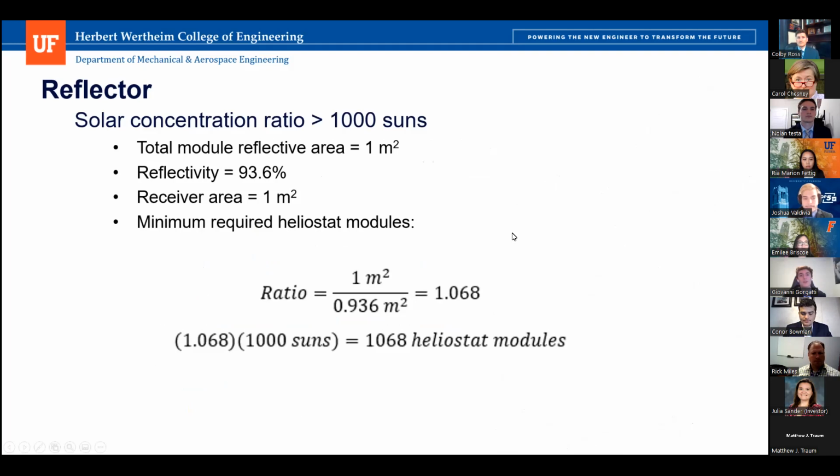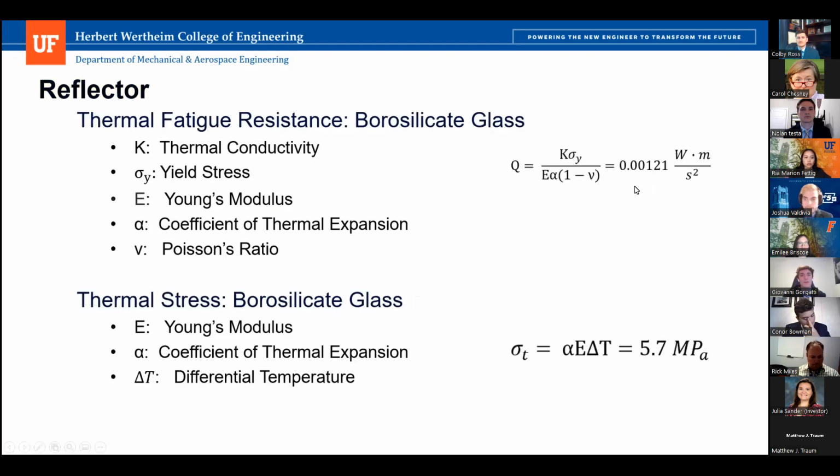So the solar concentration ratio of greater than 1,000 suns, because each reflector is about 1/6 of a meter squared, and in total, that's a total reflective area of 1 meter squared. I calculated that that's around a ratio of 1:1, but then I used the reflectivity of 93.6% to get a ratio of 1.068, and I calculated that 1,068 heliostat modules would be needed to reach that solar concentration ratio of 1,000 suns. And on the next slide, we talk a little bit about thermal fatigue resistance.